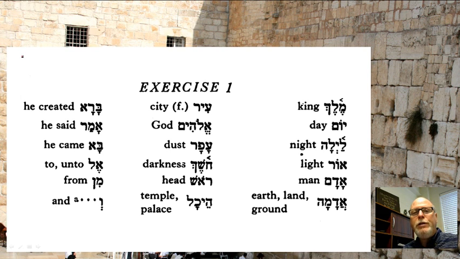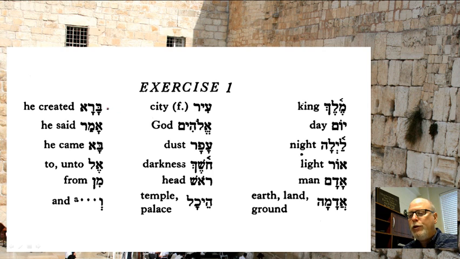Okay guys, what I'm going to do today is give you a quick overview of exercise 1 in Weingreen. This is the vocabulary related to your quiz, which will be due on Monday. I want to focus today on the pronunciation, as well as giving you a little bit of an overview of how the words are formed and what we're looking at in terms of verbs and prepositions and so forth.